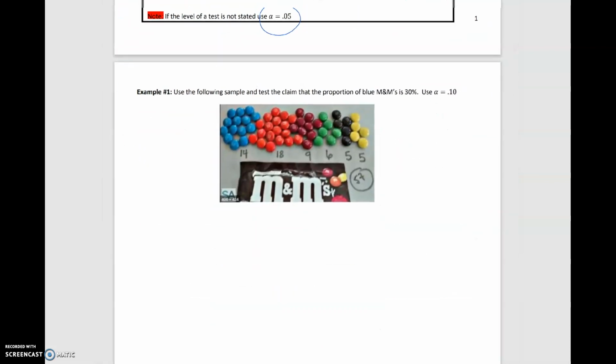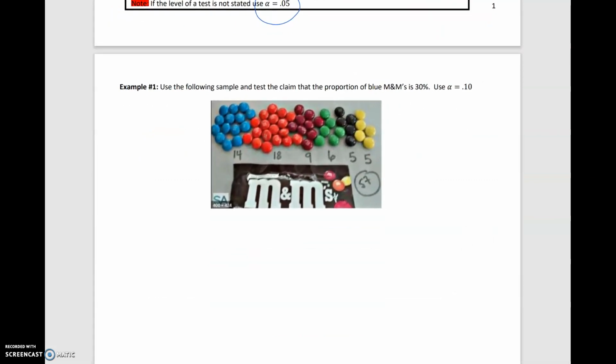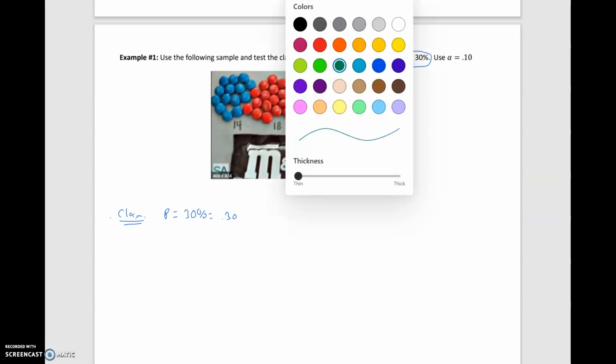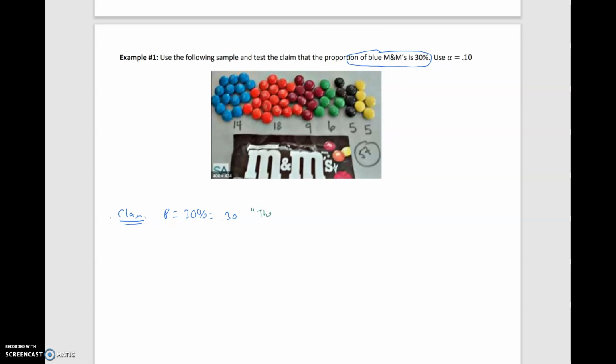Okay, take a second and take a look at example 1. We're going to follow the same procedure that we did earlier for the means, which is first to look at the claim. The claim says the proportion of the blue M&Ms is 30%. So I'm just going to say that P is equal to 30% or 0.30. And we're referring specifically to the blue M&Ms. This is just to clarify what's actually going to be your X's.